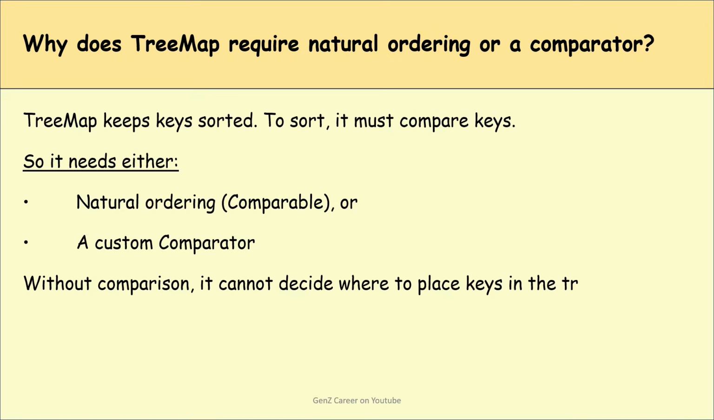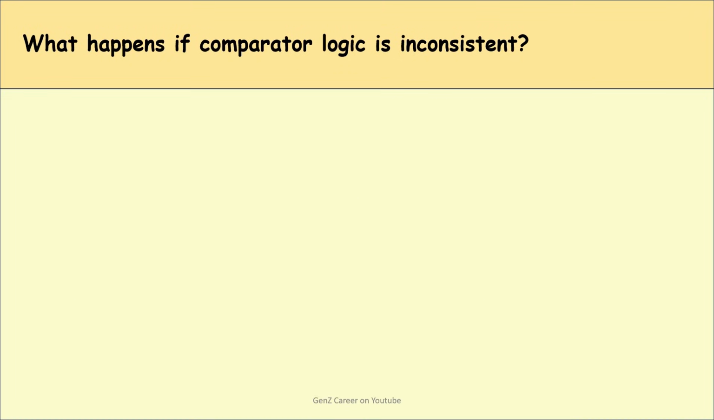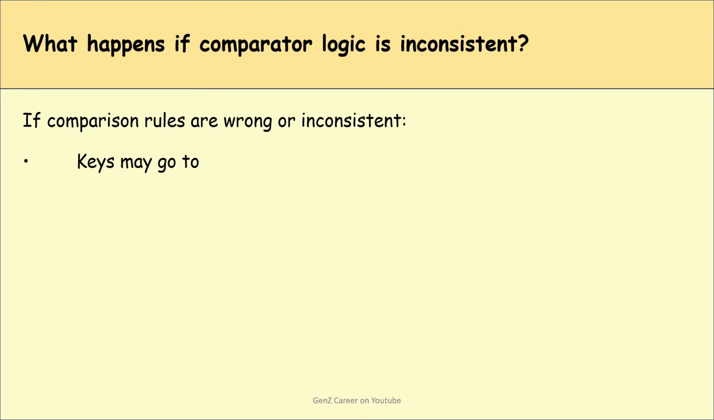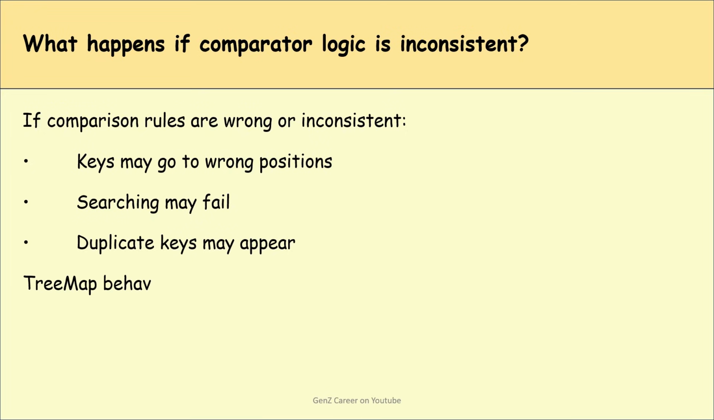Okay, what happens if comparator logic is inconsistent? If comparison rules are wrong or inconsistent, keys may go to the wrong positions, searching may fail, duplicate keys may appear, TreeMap behavior becomes unpredictable.